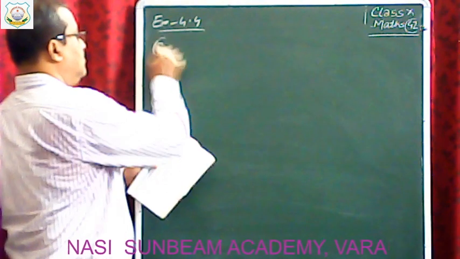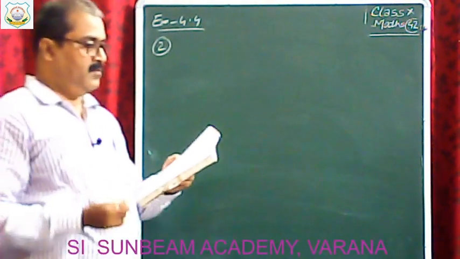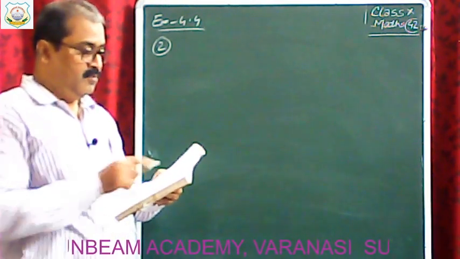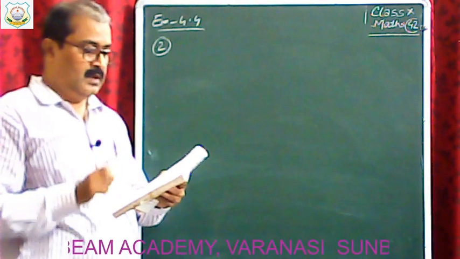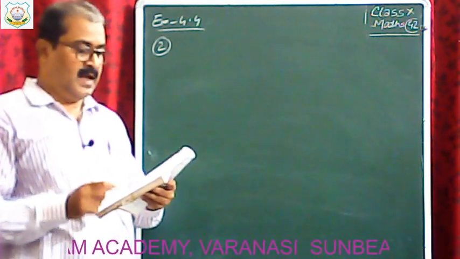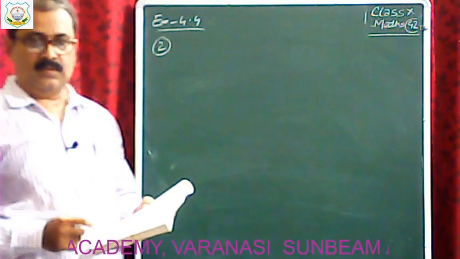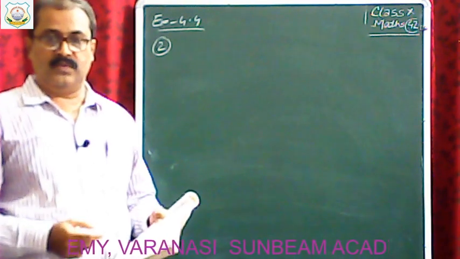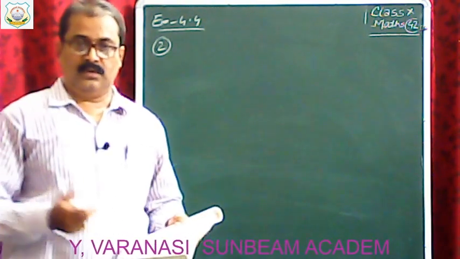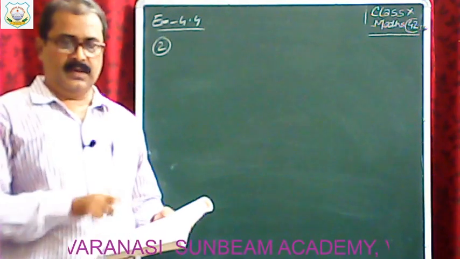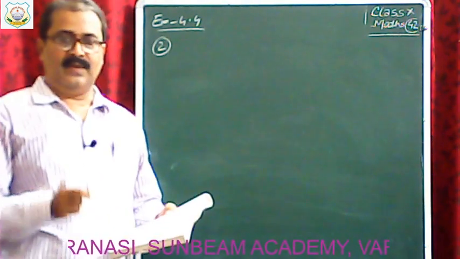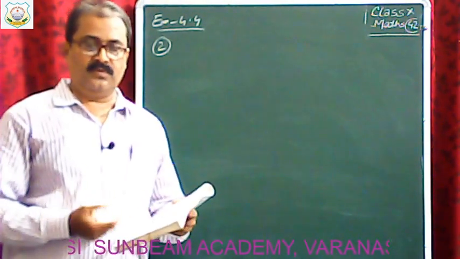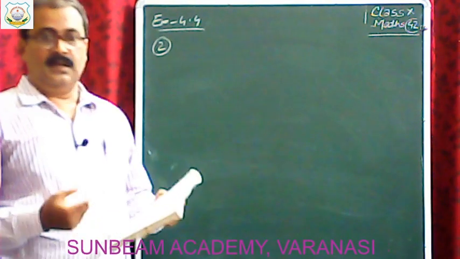Question number 2. Very simple. Find the values of k for each of the following quadratic equations so that they have two equal roots. In linear equations, you have to find the value of unknown term given the conditions in the questions: infinite solution, unique solution, no solution. In the same manner, in quadratic equation also you have to find the value of unknown term, that is k, in the equation while the condition by nature of roots is given, that is roots are equal.